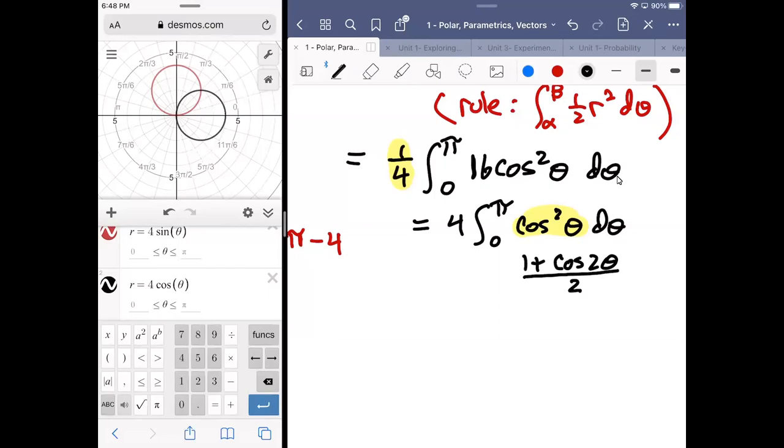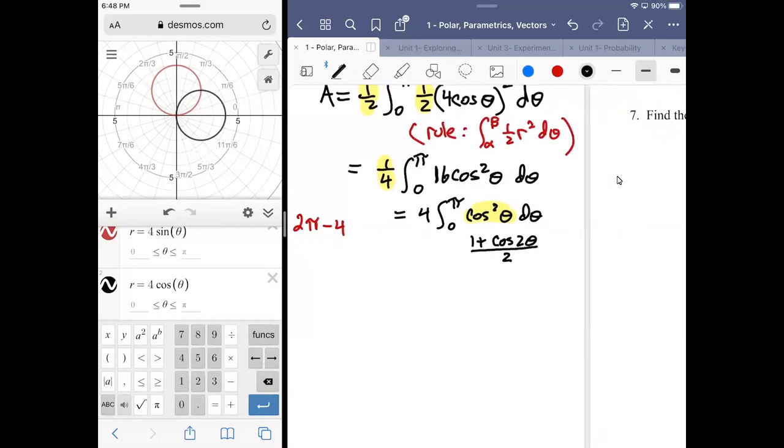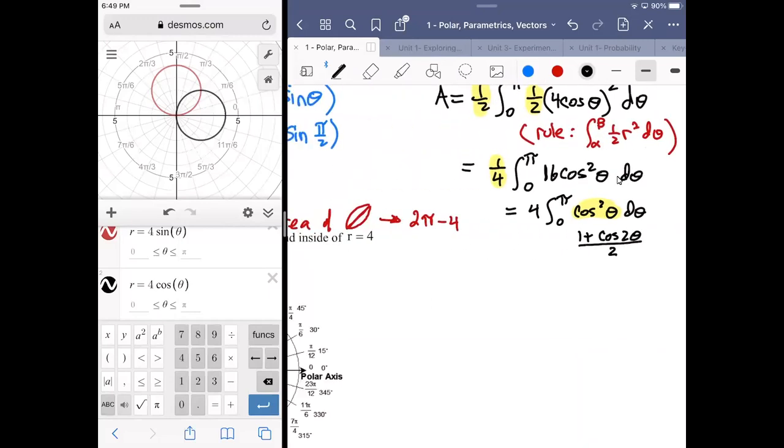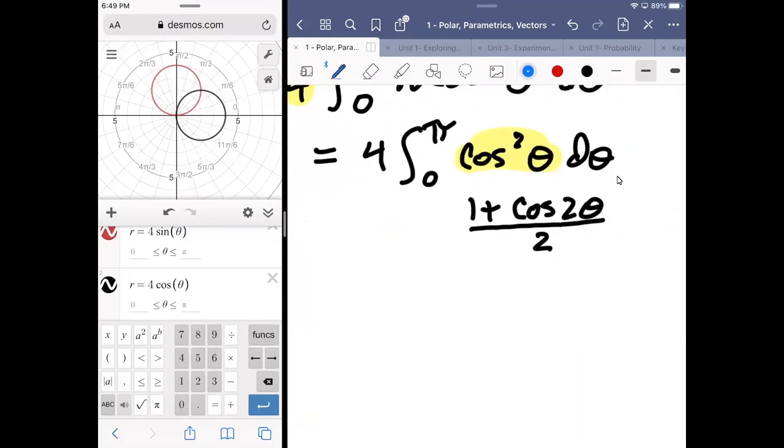Right? And it's one of those weird rules. I'll just jot it down on the side here, or right below it. So the double angle rule for cosine, one of them: cosine 2 theta is equal to 2 cosine squared theta minus 1.